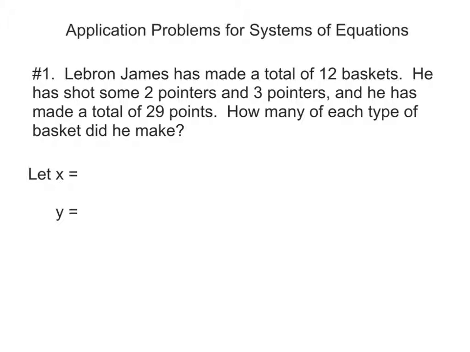So the first thing that we want to do is read the problem and then maybe reread it as many times as we need to. We're going to highlight some important pieces of information. So we know that he made a total of 12 baskets. He made some 2-pointers and 3-pointers, and he has made a total of 29 points. So the question we want to answer is how many of each type did he make? So how many 2-point shots, how many 3-point shots?